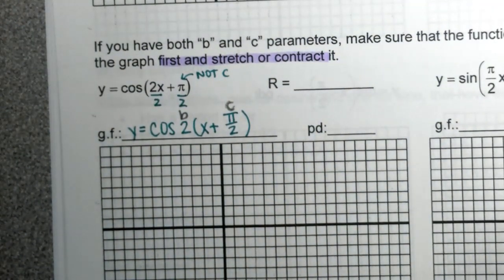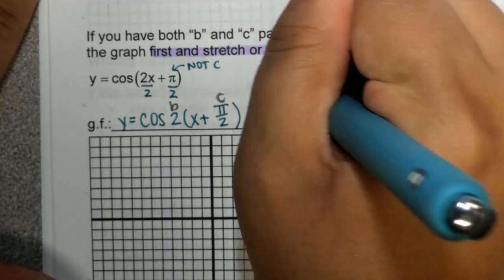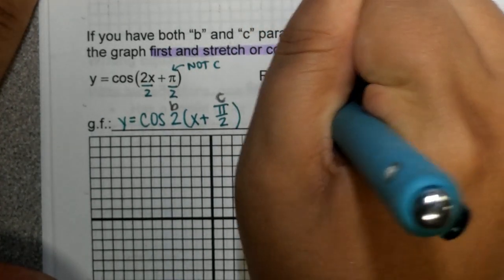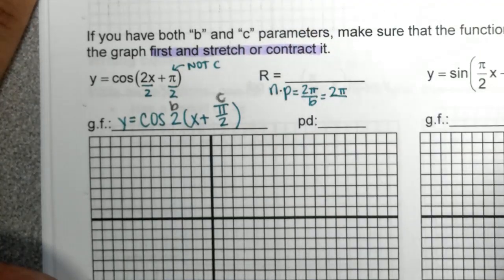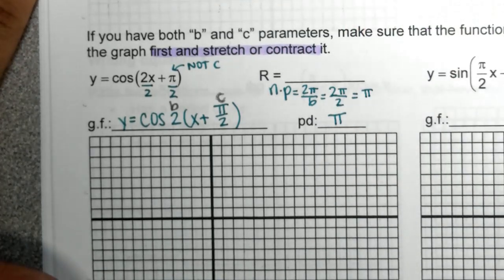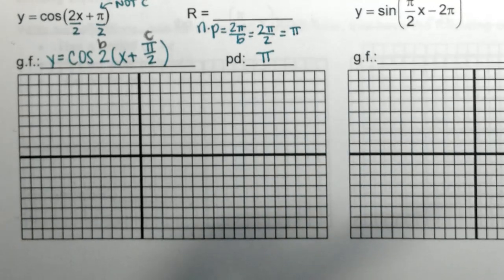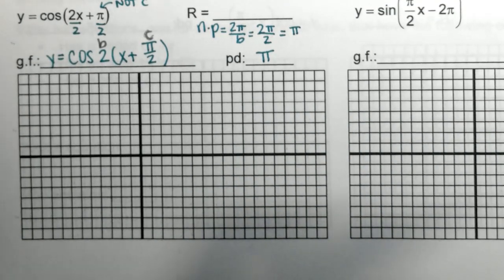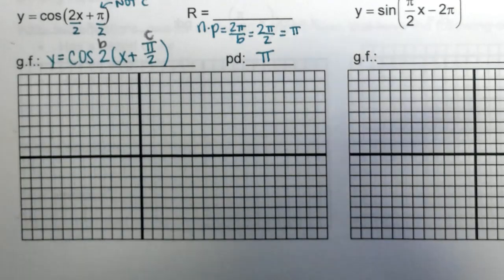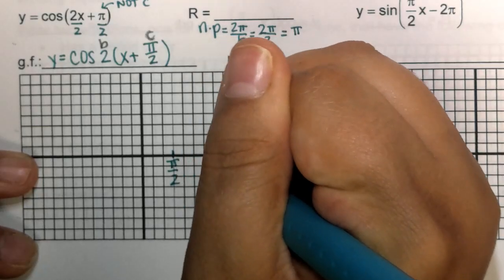Find the new period. I have a B, so I'm going to have a new period. The new period is 2 pi over B. What's my B here? 2. What is 2 pi over 2? So my new period is pi. So what do I do? Label my x and y axis. I am only going to go to pi.